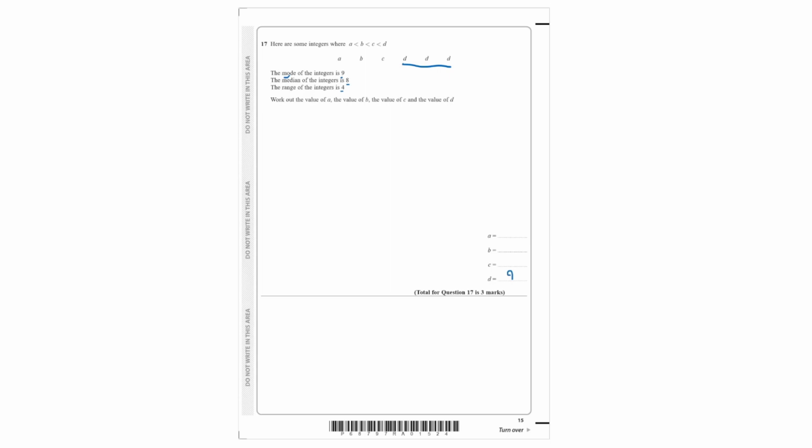The median of the integers is 8, so the median is simply the middle two combined and divided by 2. So we know that C plus D divided by 2 is equal to 8. We already found D to be 9, so C plus 9 divided by 2 is equal to 8. Multiply both sides by 2 to remove the denominator. C plus 9 is equal to 16. We bring 9 to the other side. C is equal to 16 minus 9. That means C is equal to 7.